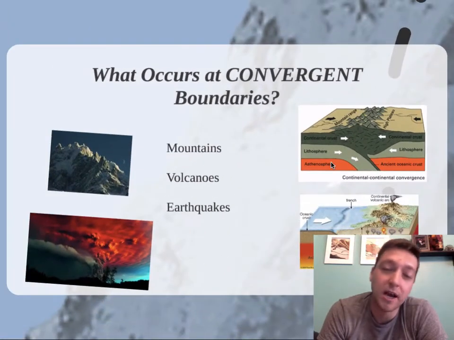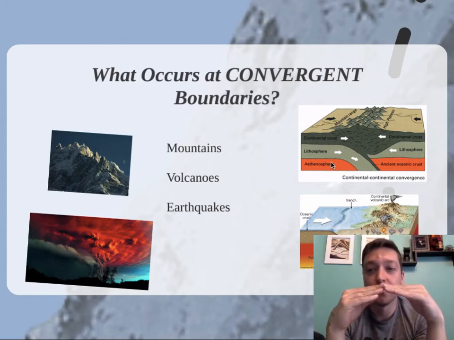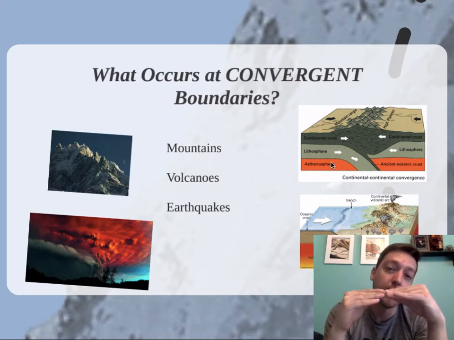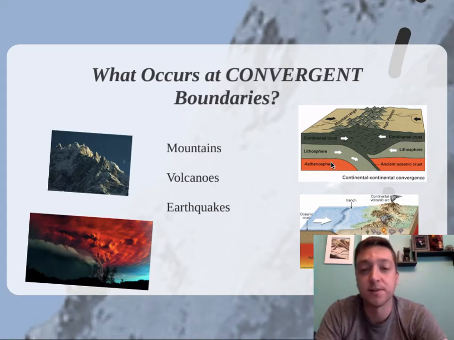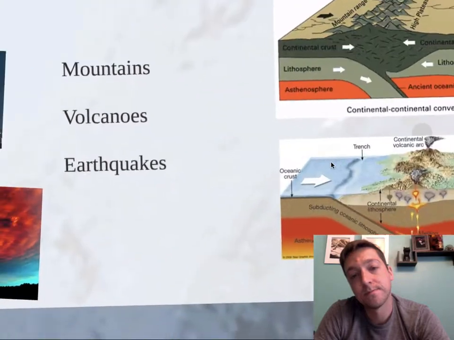Earthquakes also happen at convergent boundaries. Actually, earthquakes happen at all types of boundaries, because whenever two tectonic plates are hitting each other, there's a lot of pressure built up, and when they suddenly move, that causes an earthquake.